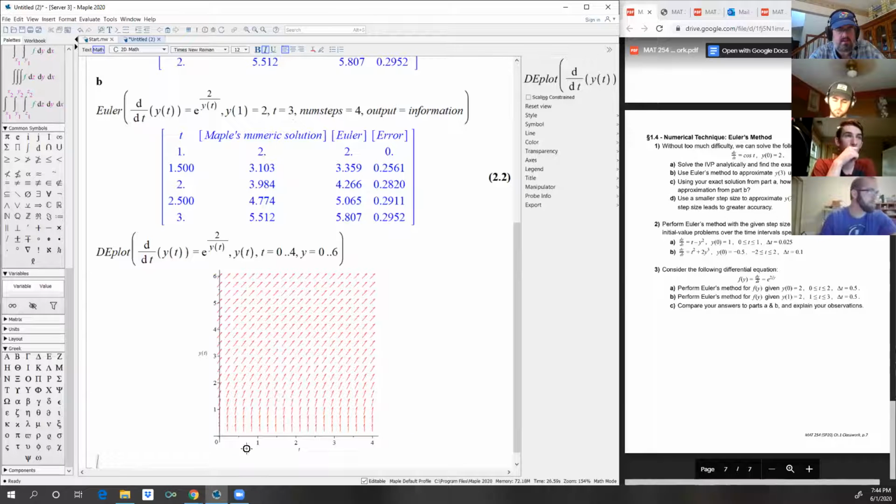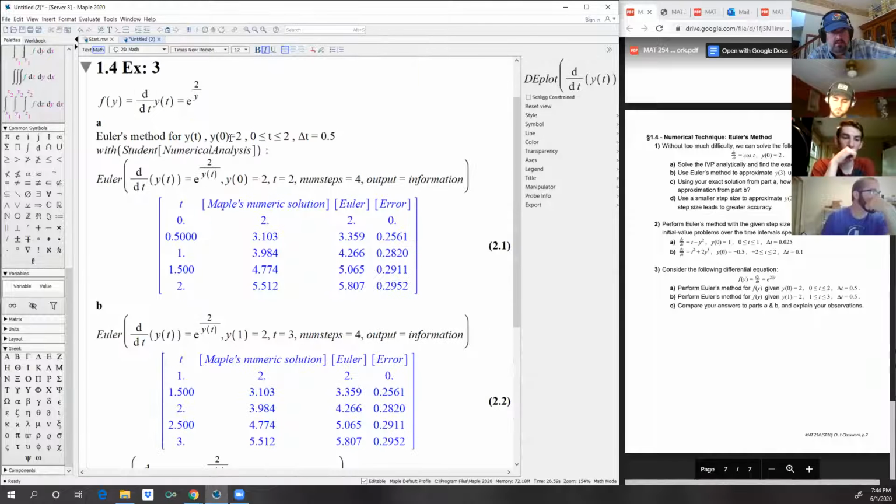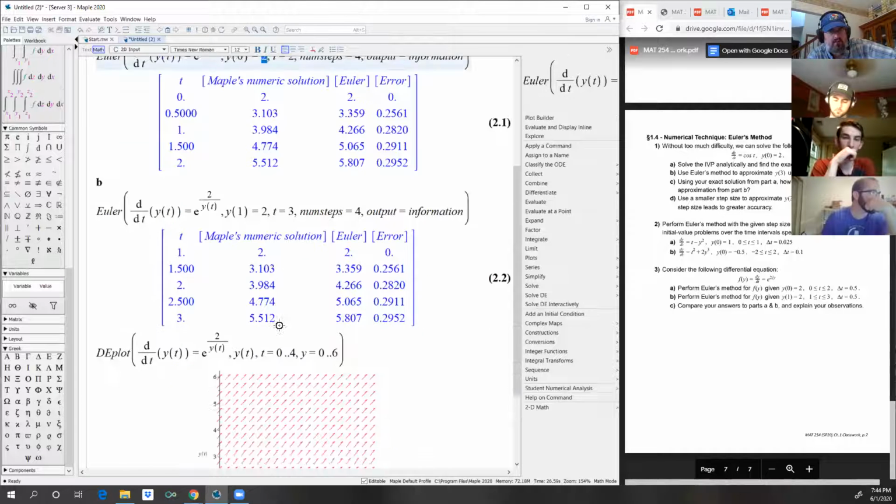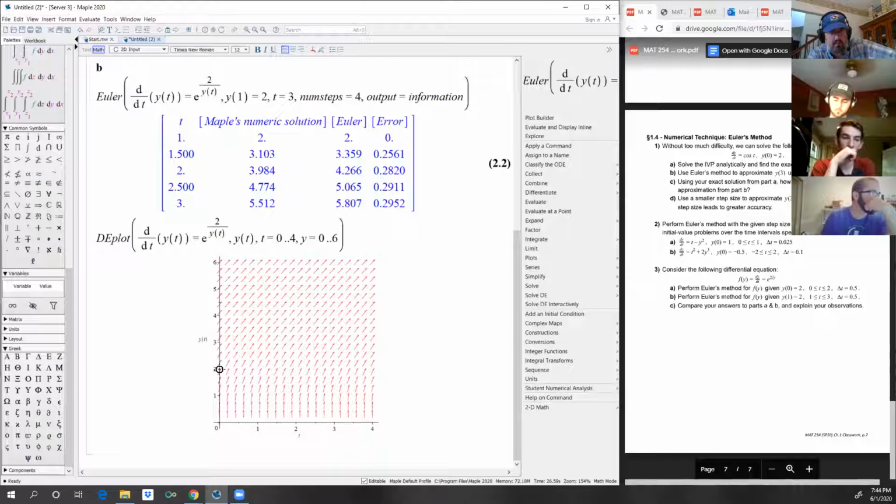Let's see what our slope field looks like. So move your cursor so that you are right over the first initial condition. y of 0 equals, what is it? y of 0 equals 1? Is that what it is? It's 2. Oh, y of 0 equals 2, sorry. So hover your mouse right over y of 0 equals 2.